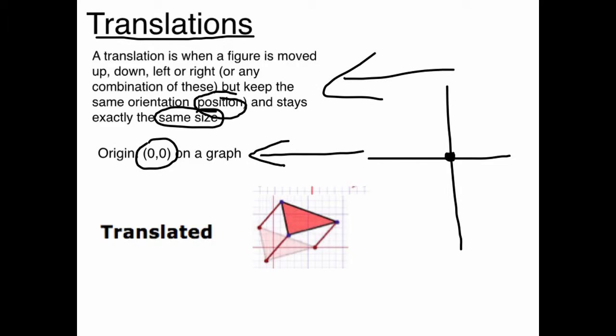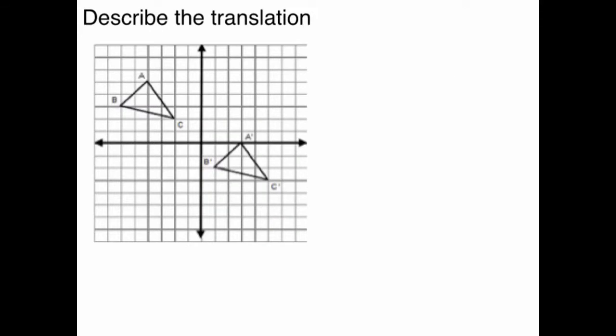All right, and down here we have an example of a translated figure. Do you guys see how this triangle maintains the exact same position from here as it does up here? All it's done is it's been moved a certain amount. It's been moved up and to the right. And that's all that we're doing, is moving shapes on a graph. So let's go ahead and look at an example that's already been translated.